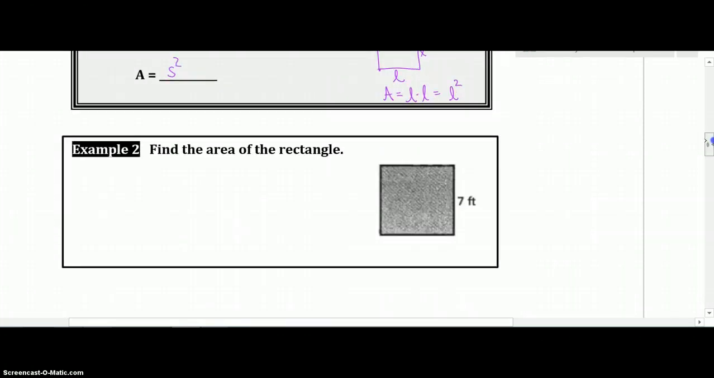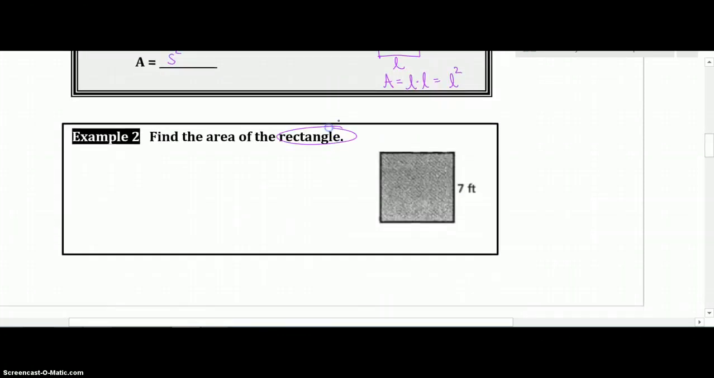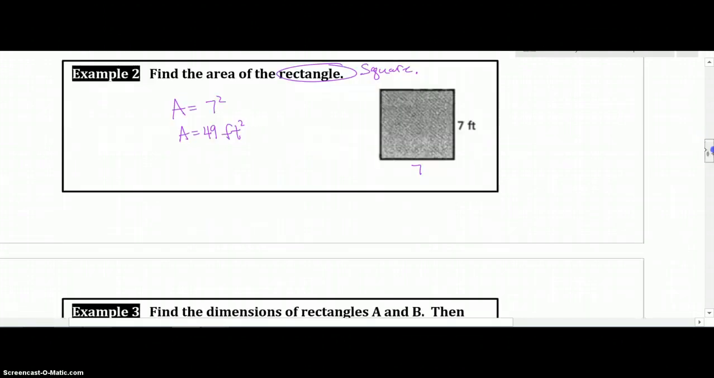So find the area of the, actually this should be a square. It is a rectangle, but more specifically a square. So we have area equals 7 squared. So area equals 49 feet squared. And if you know it's a square, you could put 7 and 7, and that's fine, length times width. But when you work backwards, you do need to know your formula.